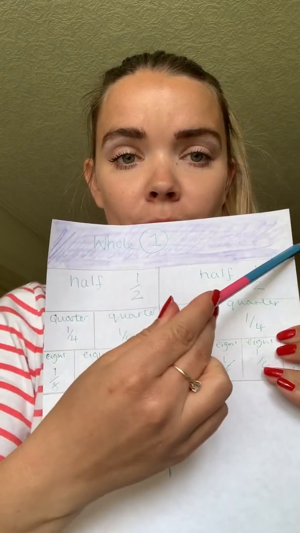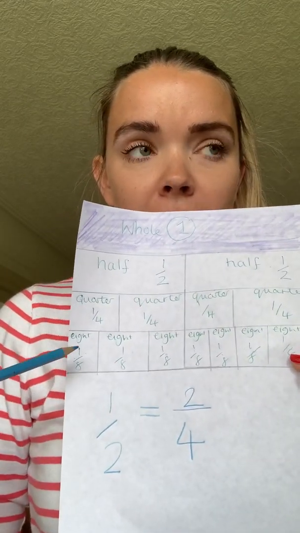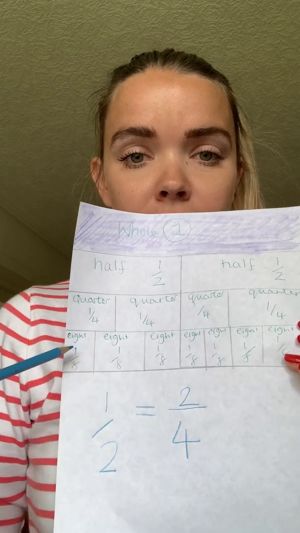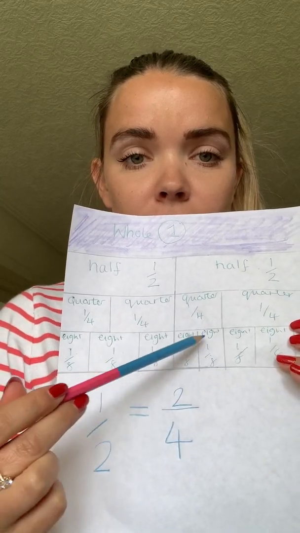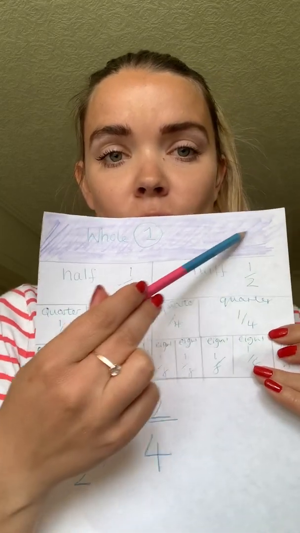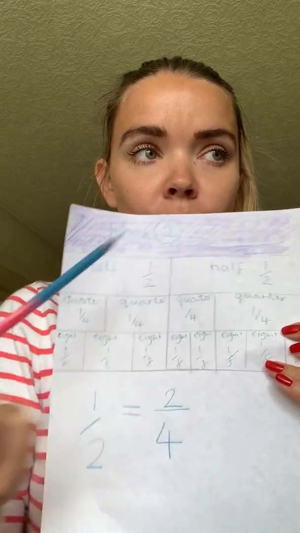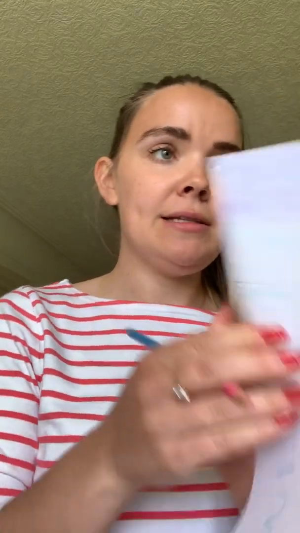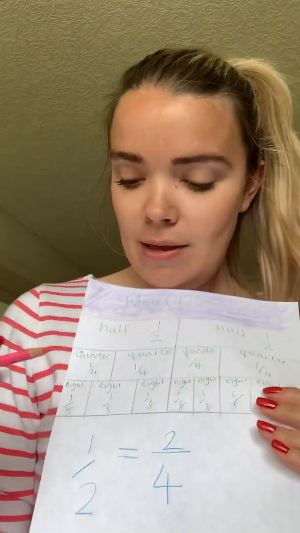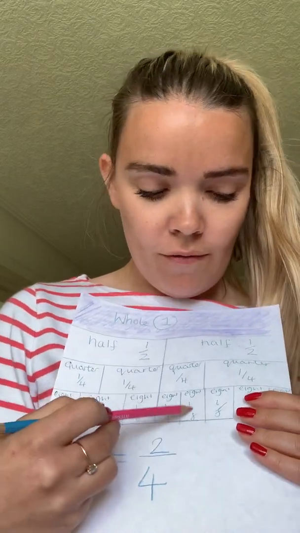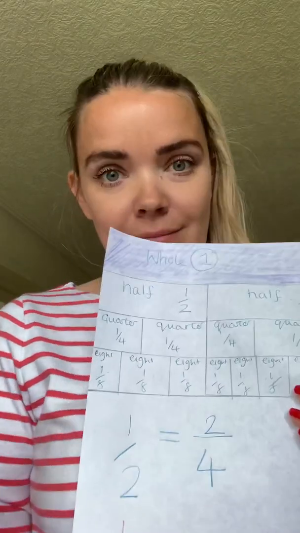The next question would be, how many 8ths are equivalent to a whole? Here's my whole. Then you want to look at how many 8ths are the same as 1 whole. And we write it like this. 1 equals something over 8. How many? 1, 2, 3, 4, 5, 6, 7, 8.